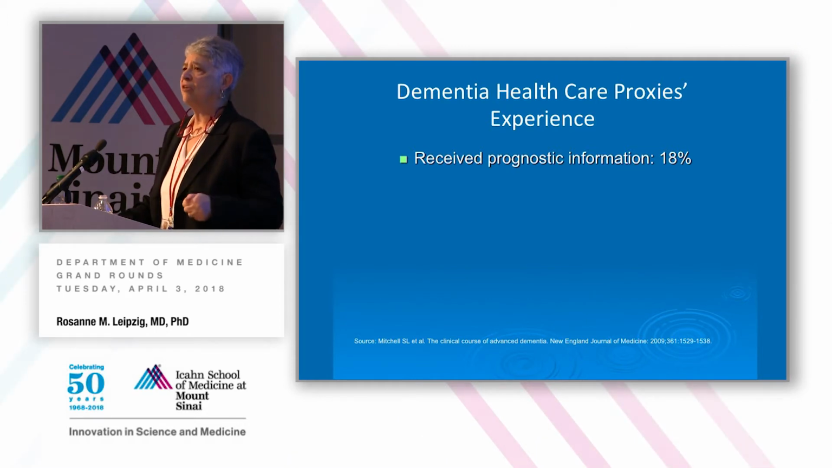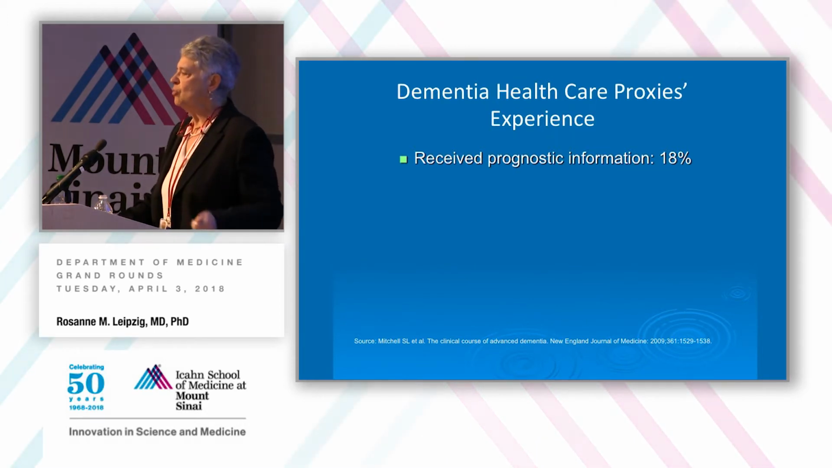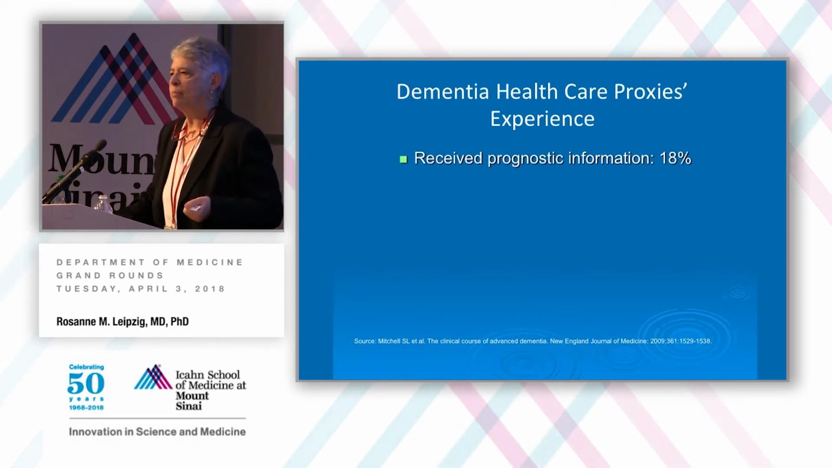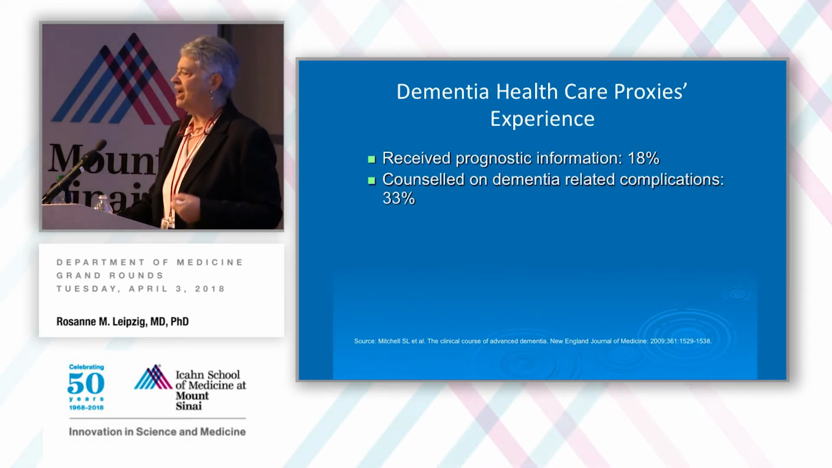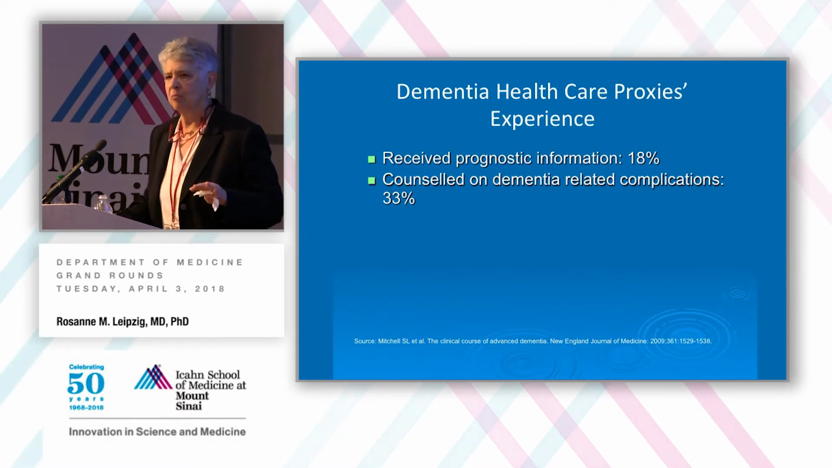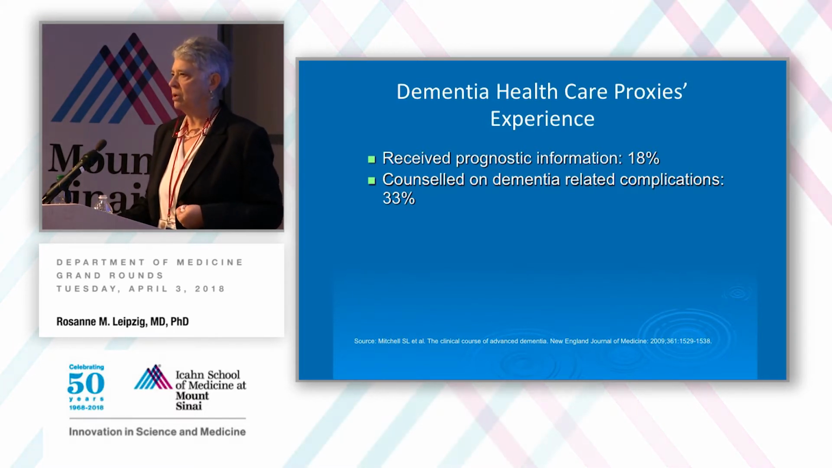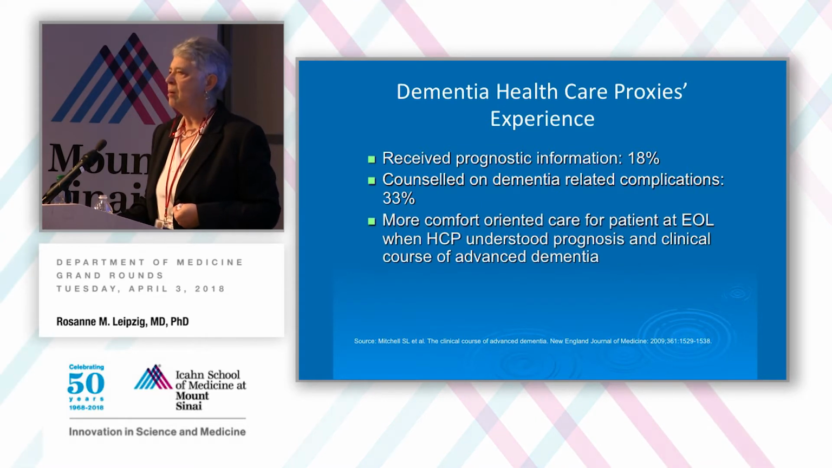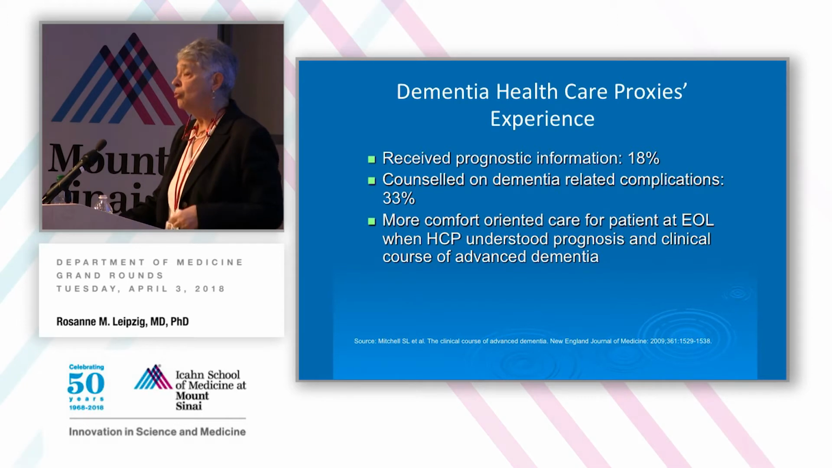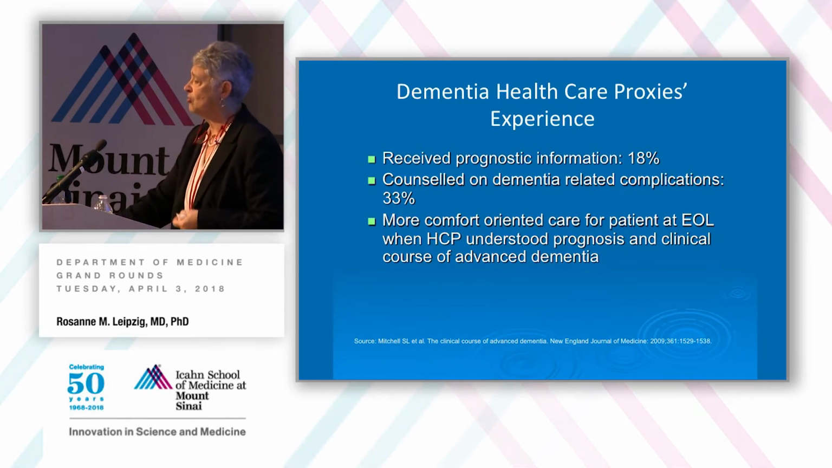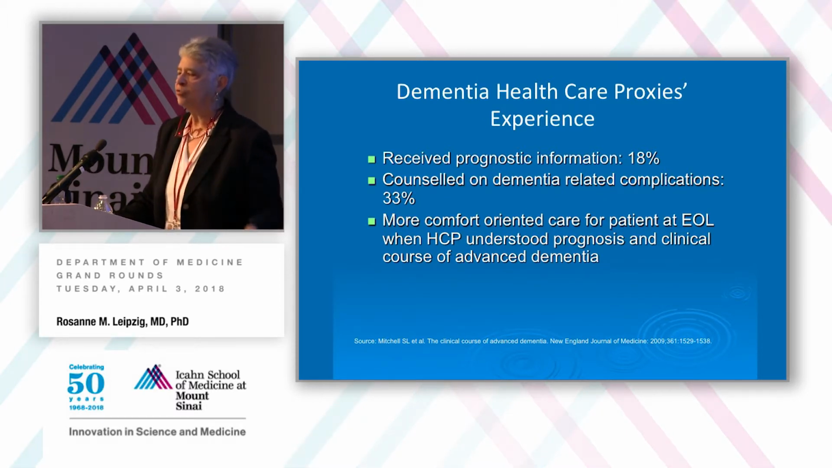And the question was asked of the proxies at the beginning, how many of you have received prognostic information? What's going to happen to your loved one? And 1 in 5 said they had. How many of you have been counseled on the complications that accompany dementia? 1 in 3. Not very good numbers. And when they looked to see what kind of care these patients got at end of life, those whose healthcare proxies understood both the prognosis and the clinical course of advanced dementia got comfort-oriented care as opposed to hospitalization, tubes, etc. So it makes a difference.